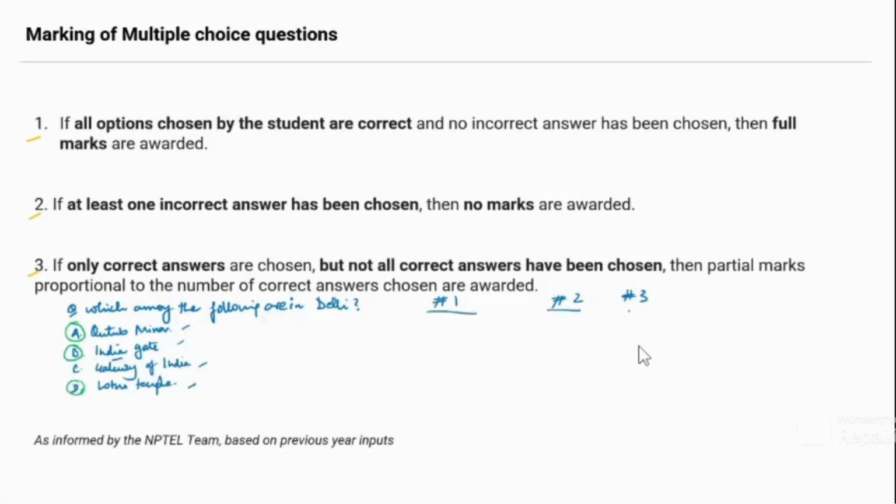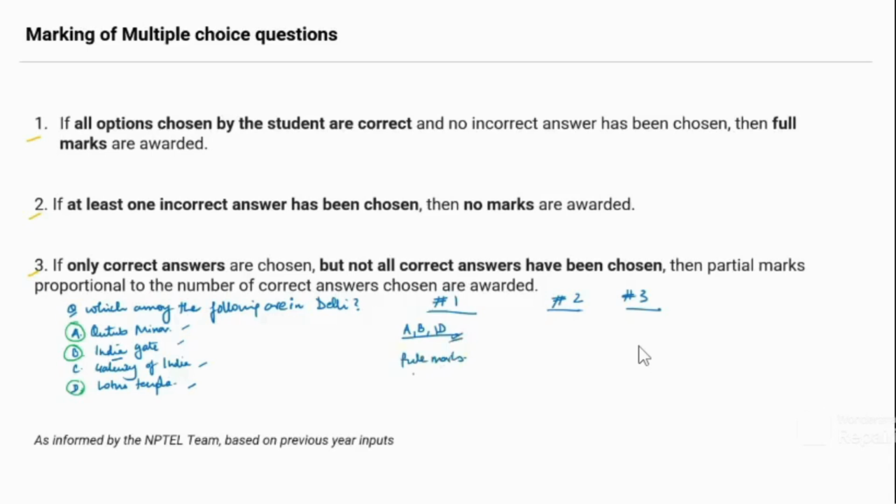The first, second, and third scenario. Let's read the first statement. It says that if all options chosen by the student are correct and no incorrect answer has been chosen, then full marks. Which means that if I had selected A, B, and D, I will correctly get full marks.